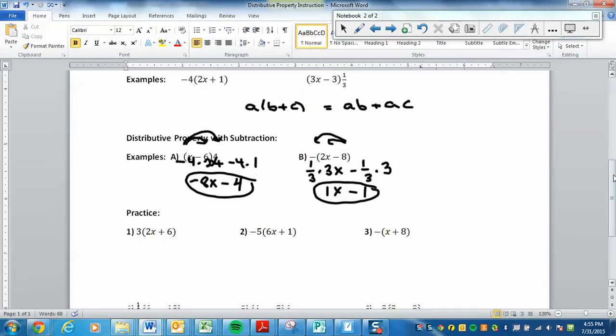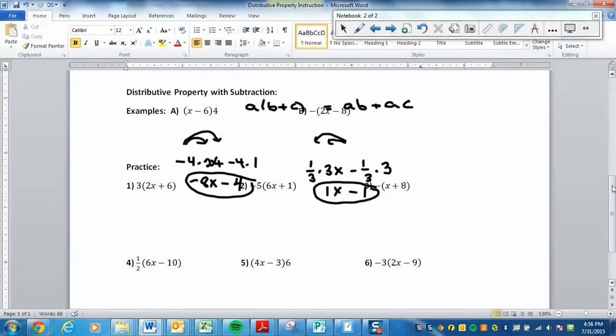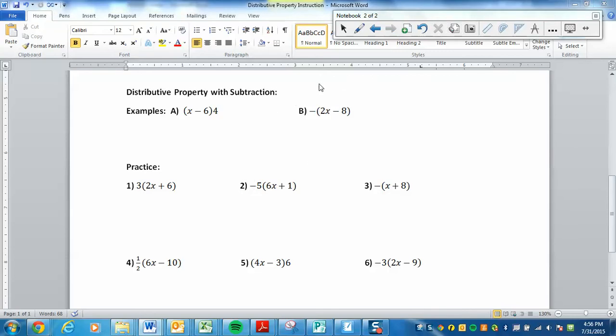Okay, and distributive property with subtraction works very similarly. Okay, except that we take into account that there's a negative sign on the inside. So I want to distribute this 4 to the inside. I get 4 times x minus 4 times 6. Distributed, simplify. 4 times x is 4x, and -4 times 6 is -24. Okay, so my final answer, 4x minus 24.